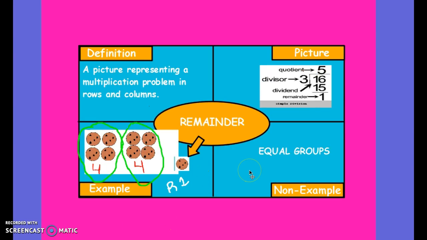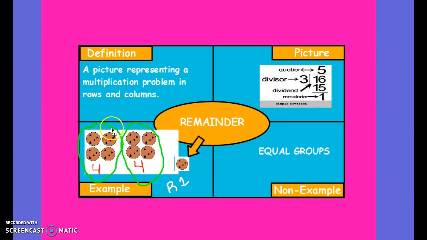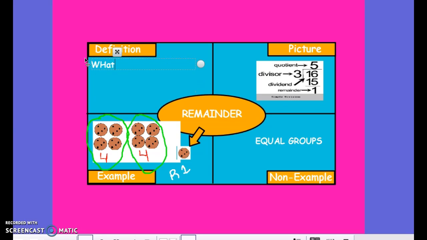I mentioned remainders in the previous example. Notice in the quotient, I have an R and then the number 2. That's because 30 cannot get divided equally by 7. You can put groups of 7 into 4 equal groups, but then there are still these 2 left over. When you have a remainder, that's what's left over. So in this case, it's the leftover. You can tell I have an incorrect definition here. That is, whatever is left over in a division problem.